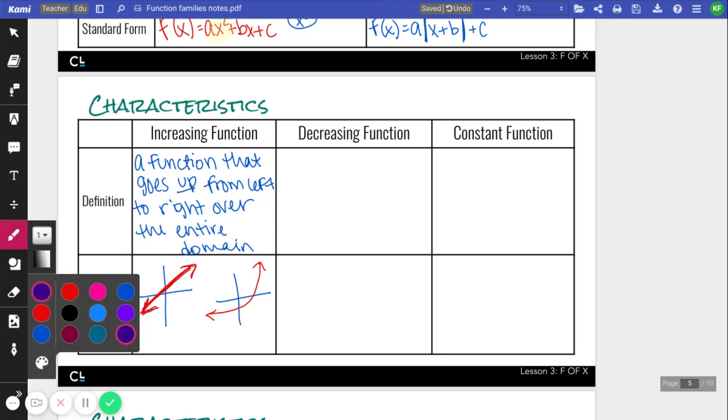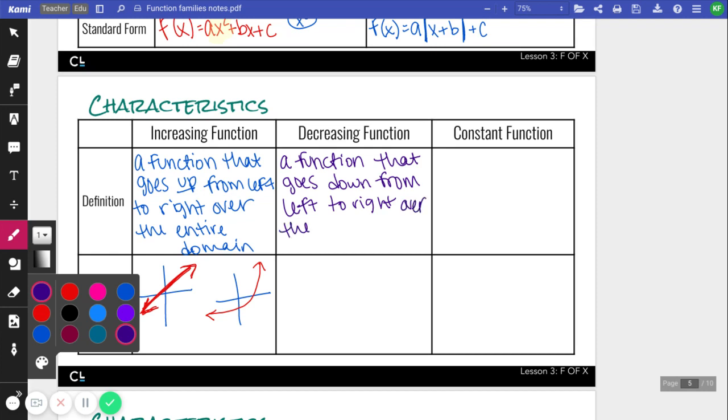Decreasing will do the opposite. It will go down from left to right. So a function that goes down from left to right over the entire domain. So a couple examples of a decreasing function.